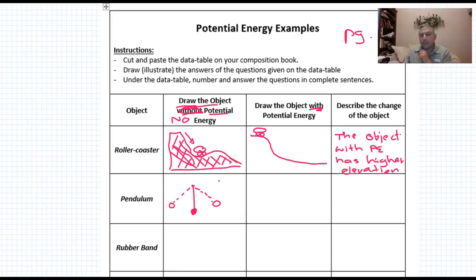I'm gonna leave this to you to see if you can draw what the pendulum is gonna look like with no potential energy, like it says right here on this area, right? And with potential energy. So it's your job to do your best. See if you can do this correctly.